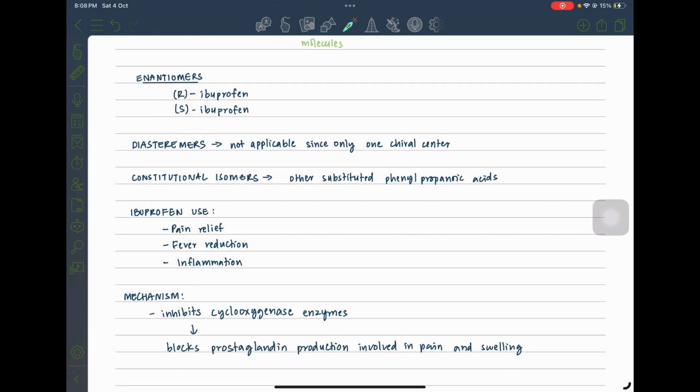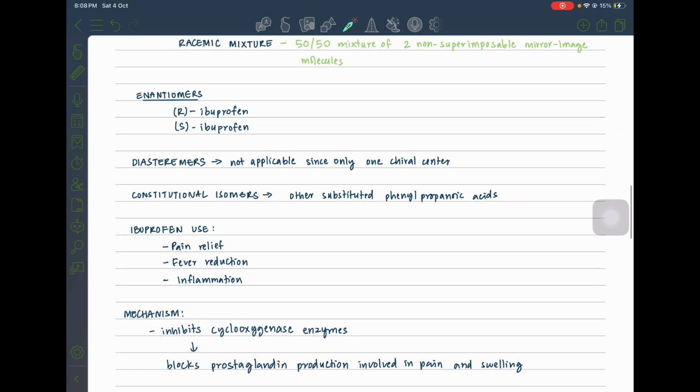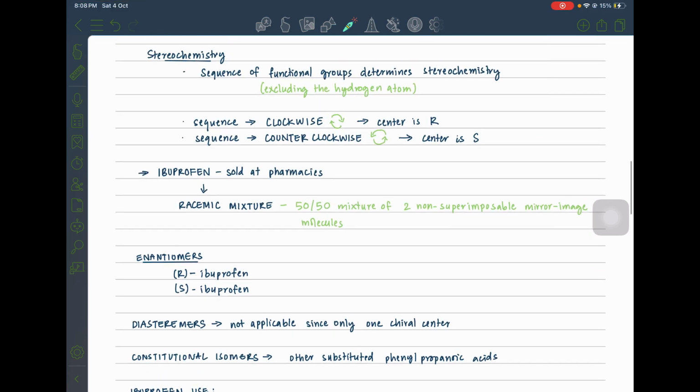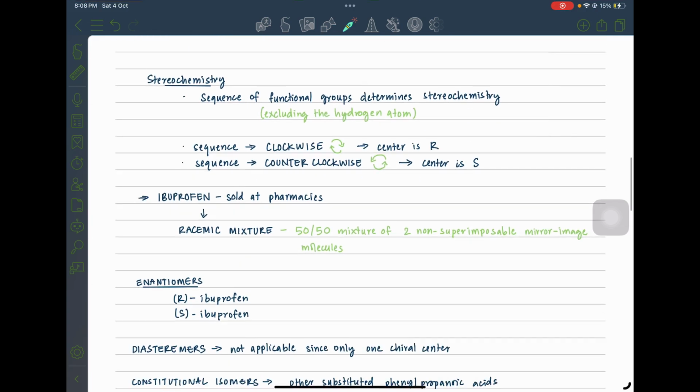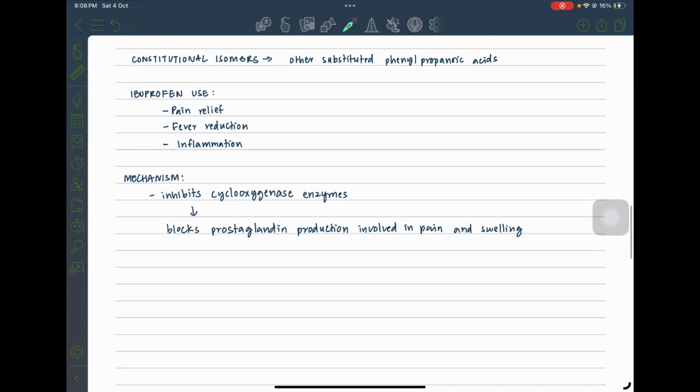There are no diastereomers because it only has one chiral center, and the constitutional isomers can be any other phenyl propanoic acids with different substituents. Here we have our isobutyl group as the substituent, but if you replace that with any other substituent, that will be considered as a constitutional isomer of ibuprofen.